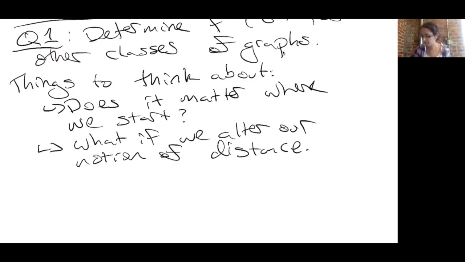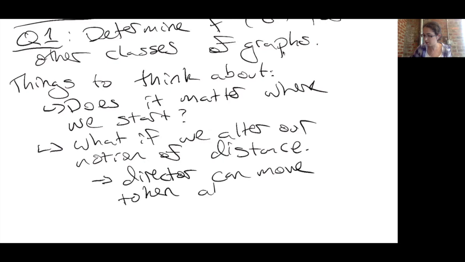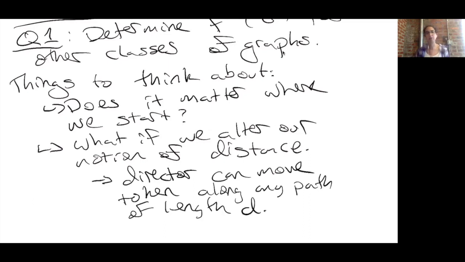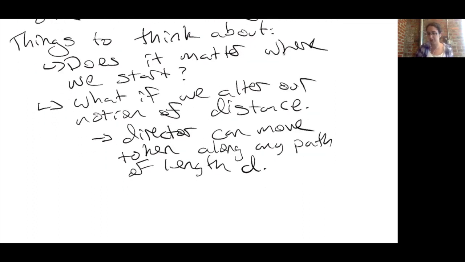So what if the director can move the token along any path of length D? You start somewhere, the explorer declares some number D, and then the director can go along any path of length D. It doesn't have to be to a vertex of distance D away. They might be taking the long way around. Does that change the answer?